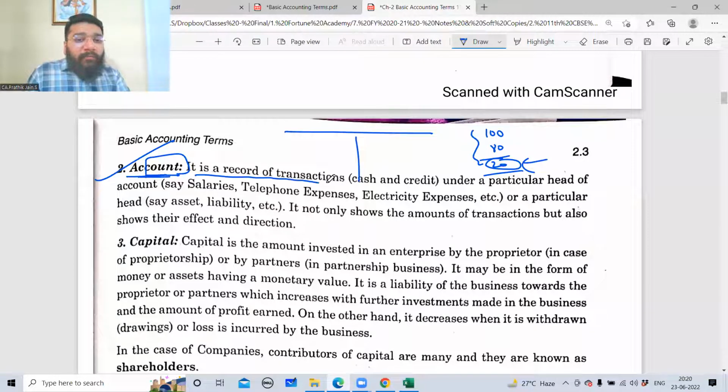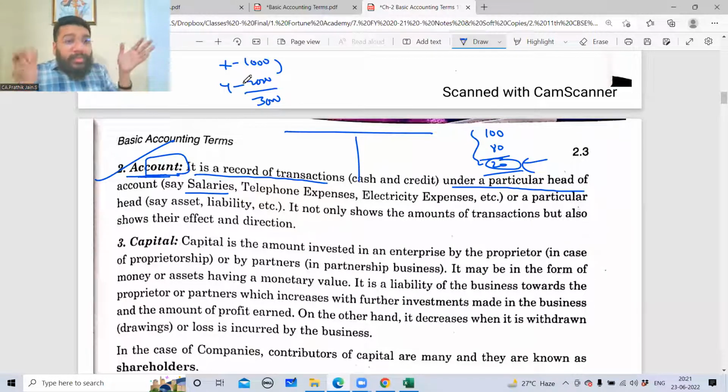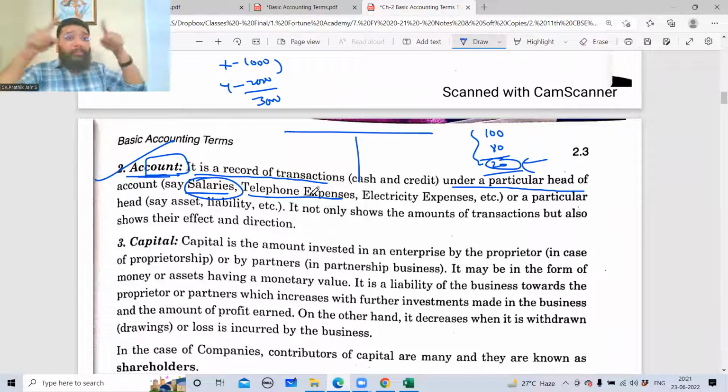It is a record of transactions under a particular head. Salary, for example. Let's suppose I paid X 1000 and Y 2000. Don't you want to know how much total salary you paid? Total is 3000. The process of adding all the transactions of the same nature, we call accounting. Account means to count, to accumulate. If I want to know the total salary, I'll open a salary account. In that, every month, how much I paid to which person, I'll take a total of everything. If I want to know my total telephone expense, I'll open a telephone account. For each item, you'll open an account.